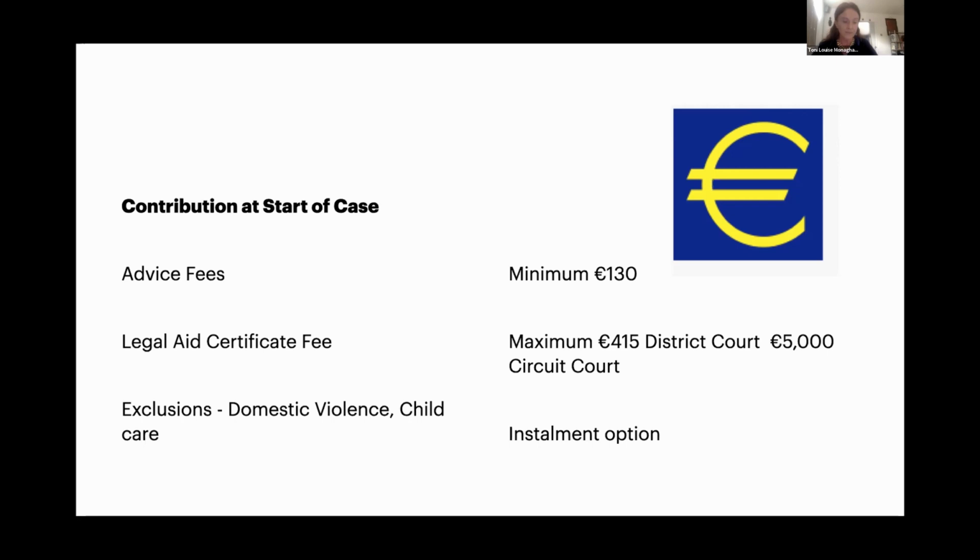There are exclusions to the contribution. So for example, if you are eligible for legal aid, and you need to bring domestic violence proceedings, or you need to defend childcare proceedings, you do not have to pay a legal aid contribution for that. And the reason behind that really is that people in these situations shouldn't have to worry about money in terms of bringing these important applications, or indeed defending these important family changing applications.